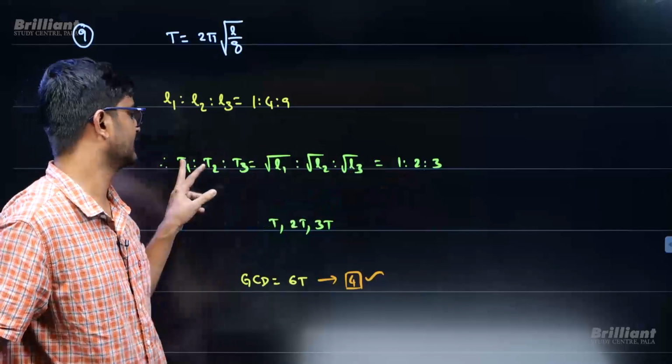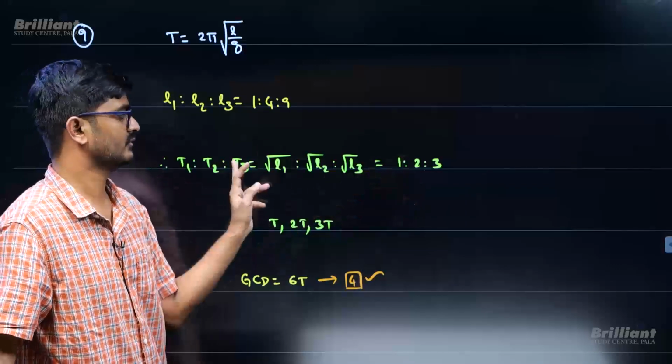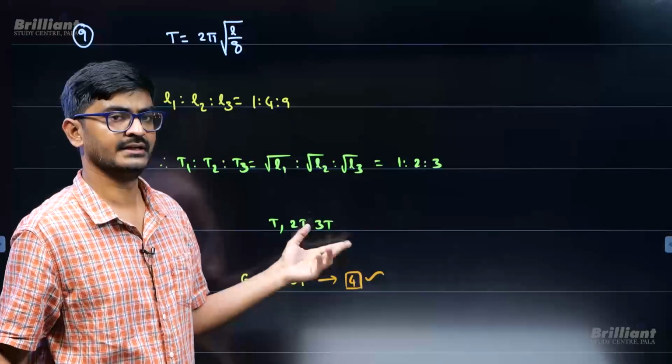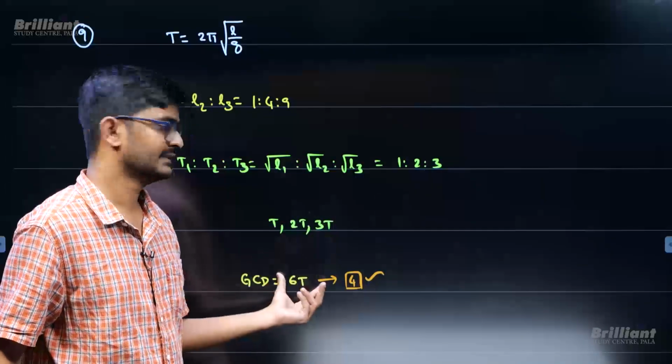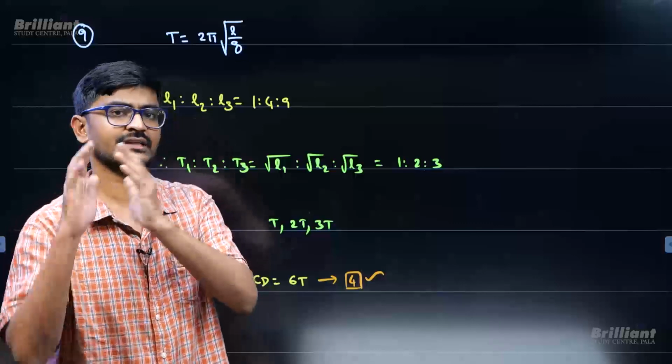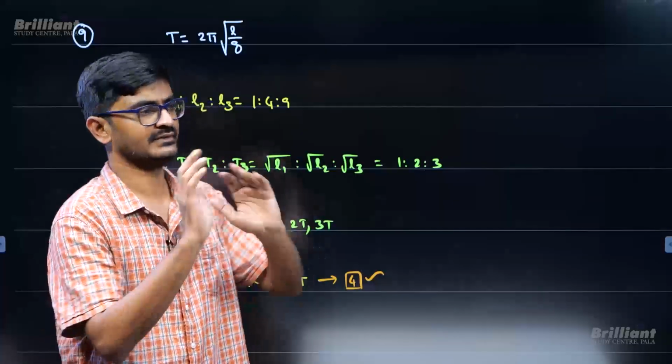And they said the first time period is T. Then the second time period will be 2T, and the third one will be 3T. Now what is the GCD, I mean the greatest common divisor? It is going to be 6T. So after 6T, everything will come to the same position, the same thing again.